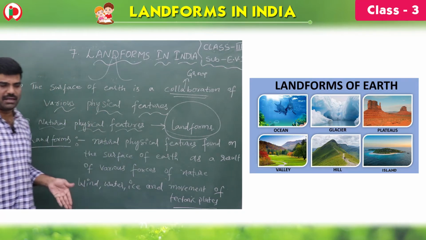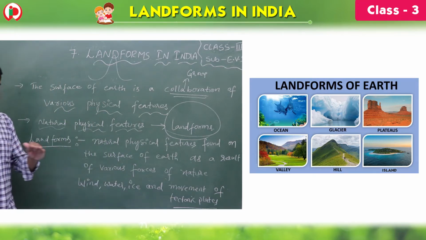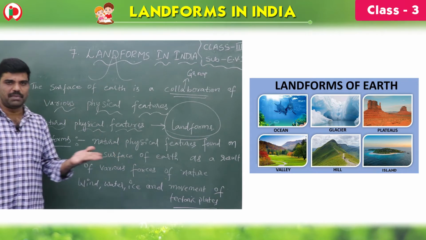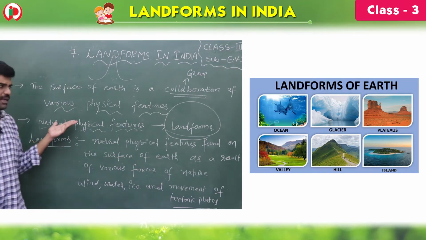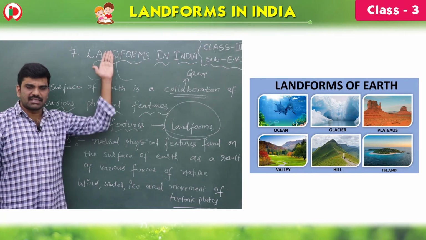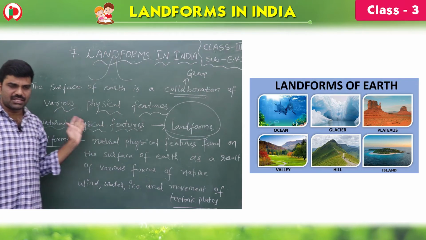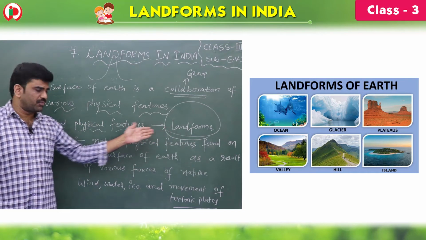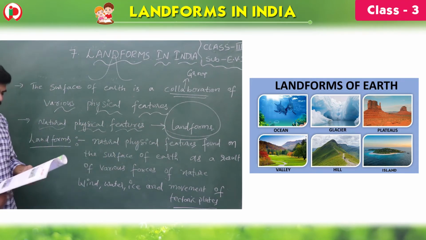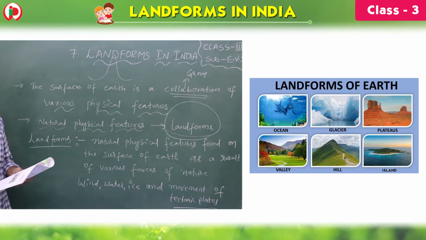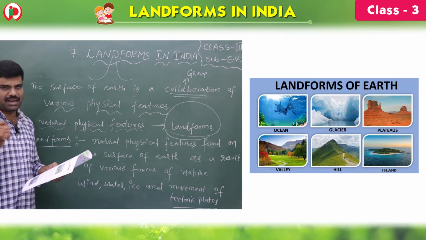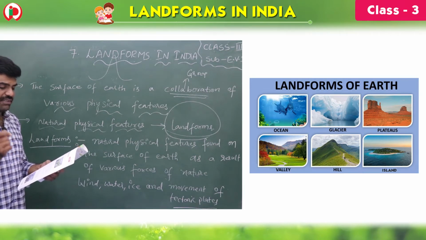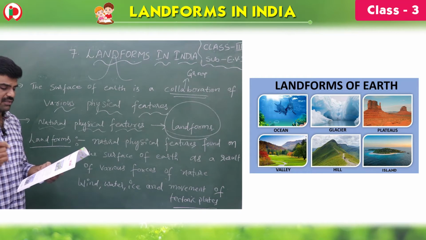Once again I repeat, the surface of the earth is not the same everywhere. You can see several ups and downs. Based on the surface of the earth, based on the physical features, there are several landforms. So the natural physical features on the earth surface are called landforms. Now let's see, what do you mean by landform? Landform is defined as natural physical features found on the surface of the earth.